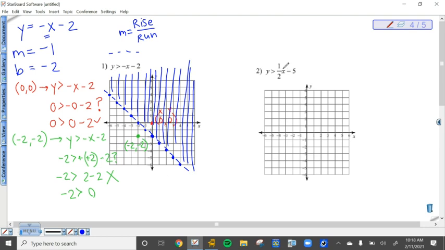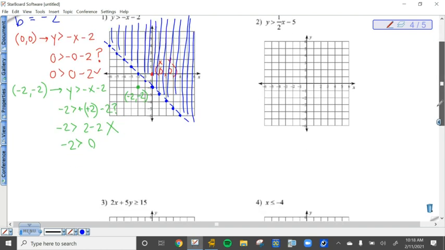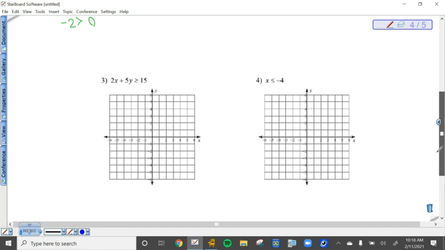Okay, let's do this next one. So my first step is I'm going to replace the inequality with an equal sign. Actually, I'm going to let you guys do number 2. Let's look at number 3.